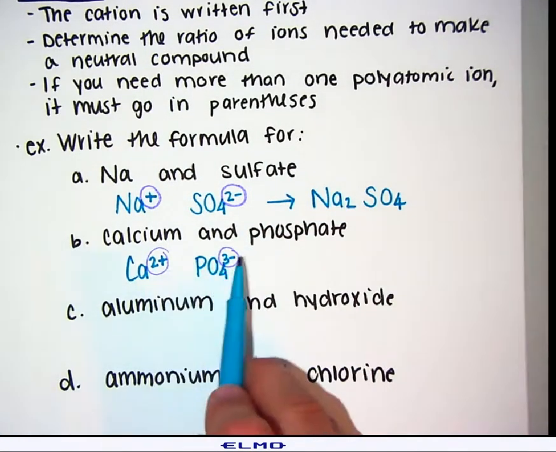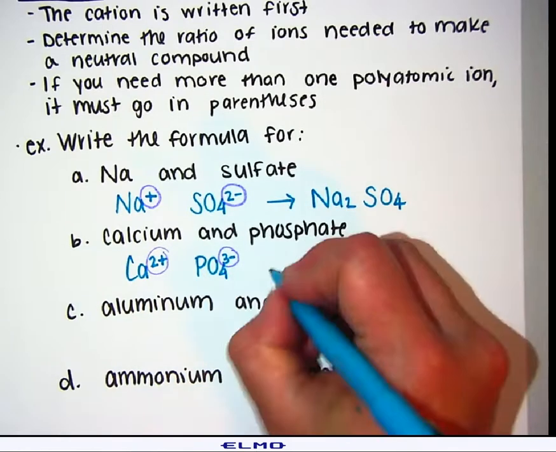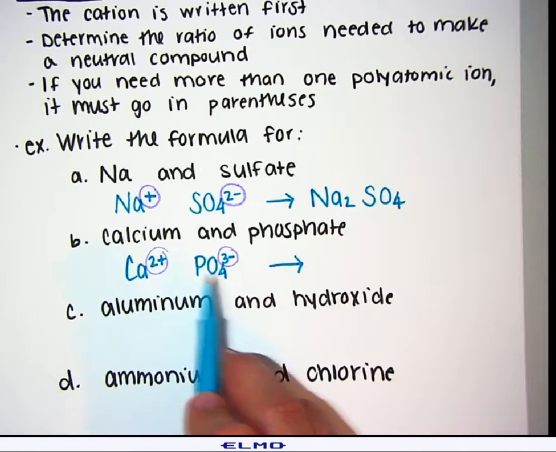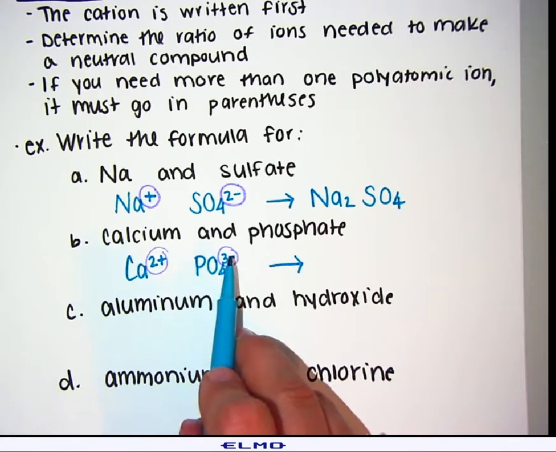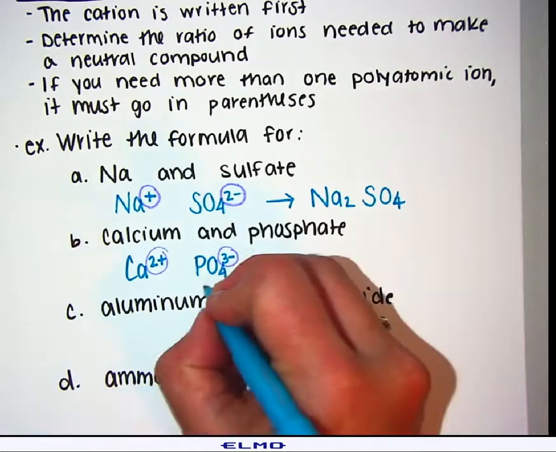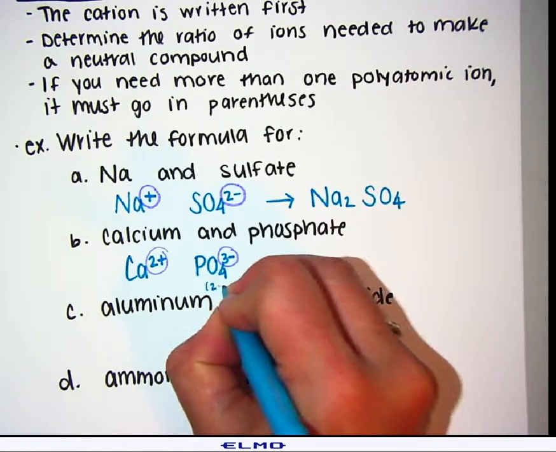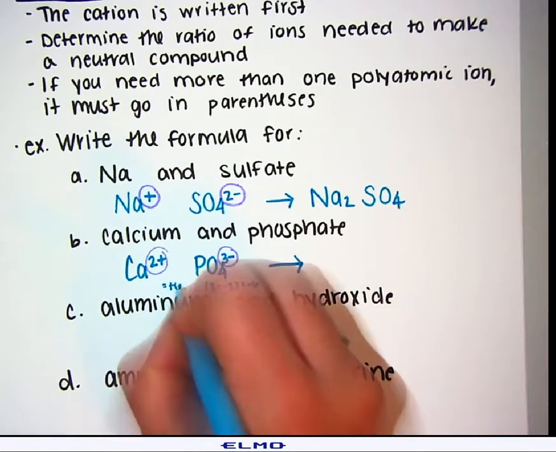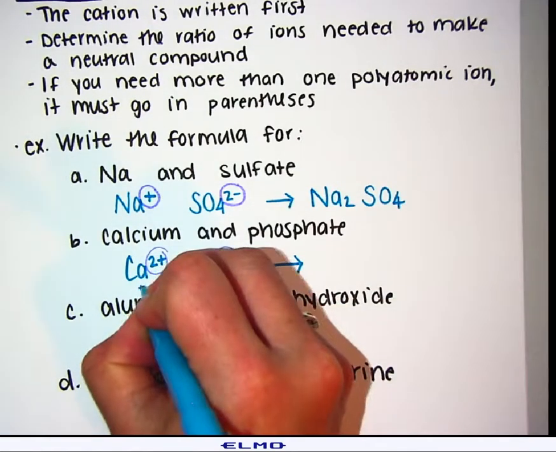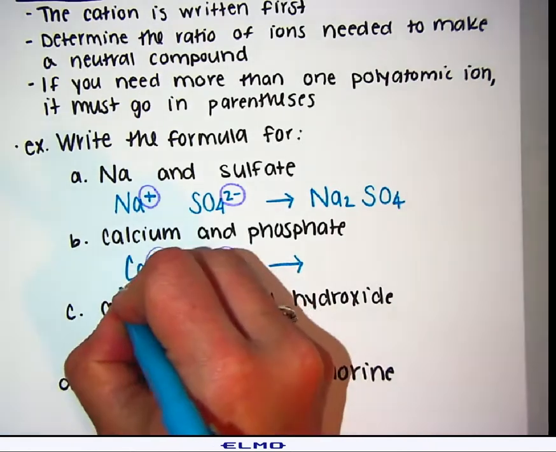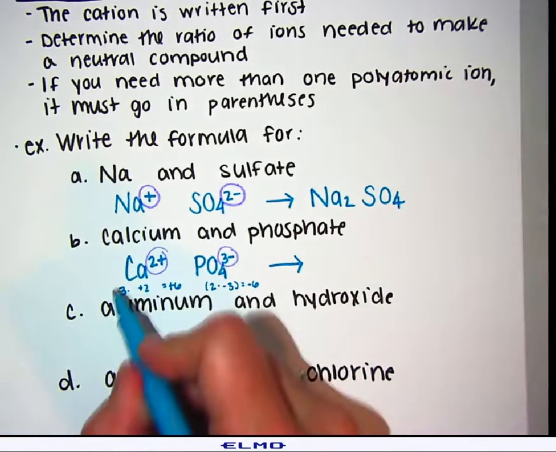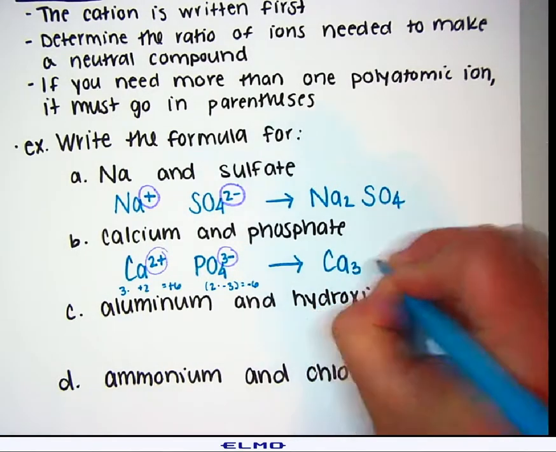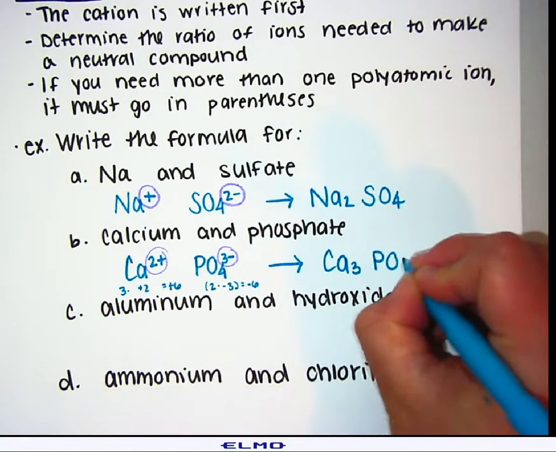These have to cancel out. The only way to get this to cancel out is to make it even. So I would need 2 phosphates. If I have 2 phosphates, each with a charge of -3, that gives me -6. That means calcium has to equal +6. Since calcium has a charge of +2, I would need 3 of them. So I need 3 calciums and 2 phosphates.